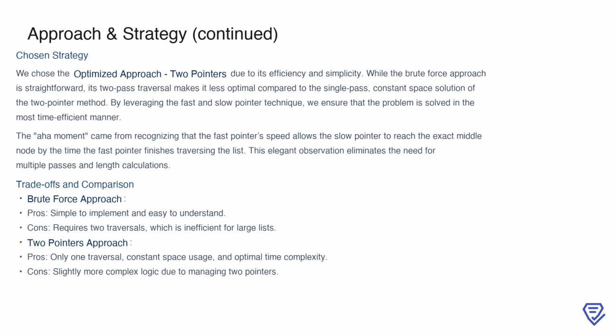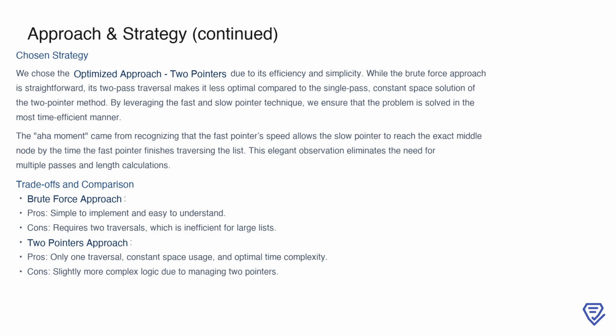While the brute force method is easier to grasp initially, its two-pass traversal is less optimal compared to the single-pass solution offered by the two-pointer technique. The key insight that makes the two-pointer method so effective is recognizing that the fast pointer speed ensures the slow pointer reaches exactly the middle of the list by the time the traversal is complete. This eliminates the need for additional length calculations or multiple passes.